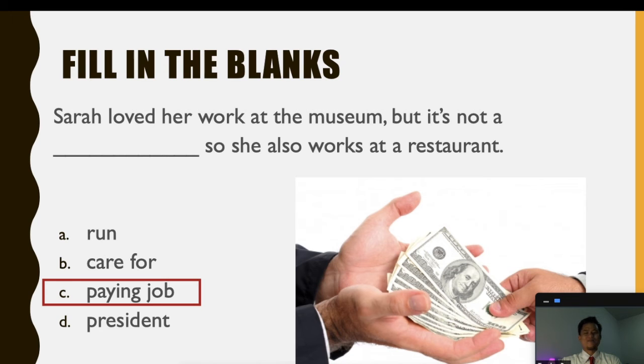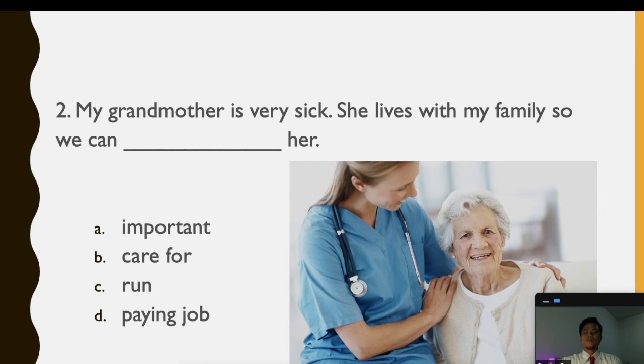Very good. Number 2. My grandmother is very sick. She lives with my family, so we can care for her. A, B, C, D. Go. Correct answer? We can care for her or we can take care of her. So it's letter B. Did you get the correct answer? Very good. Let's try number 3.